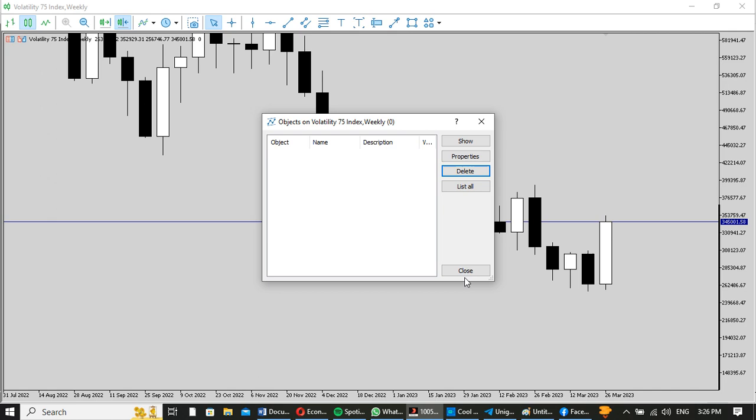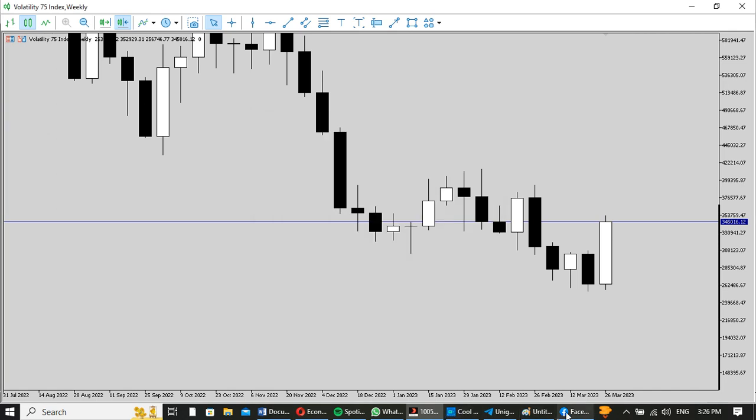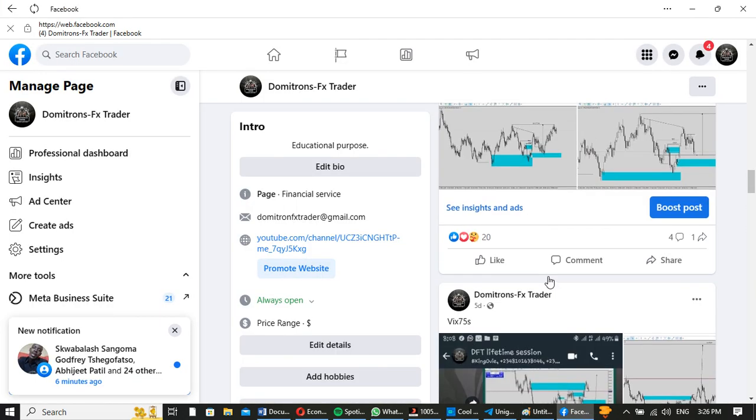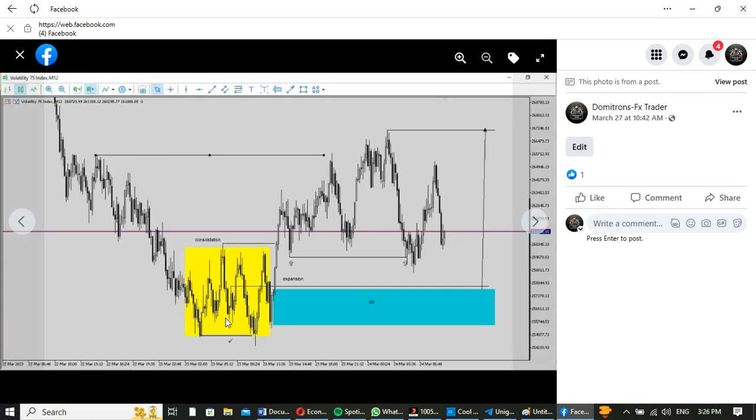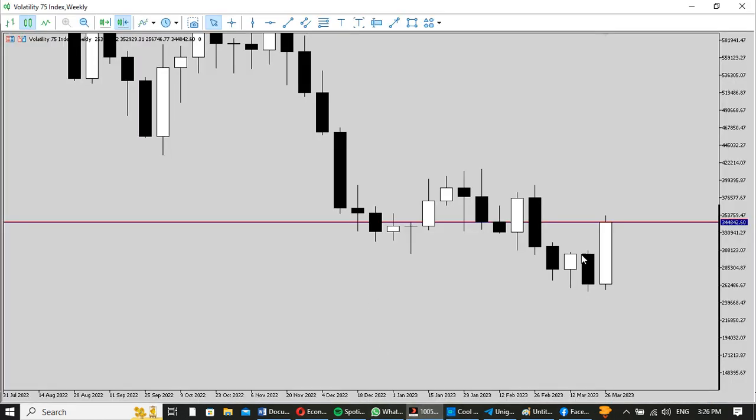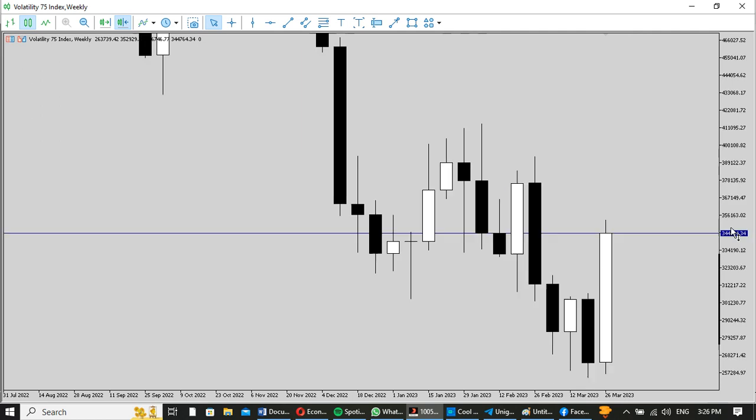Alright, so going back to the page, we go back right here, you can see VIX75 right here. Alright, so this was the setup. So let's go back to the chart and look at it. Now this is our weekly time frame.